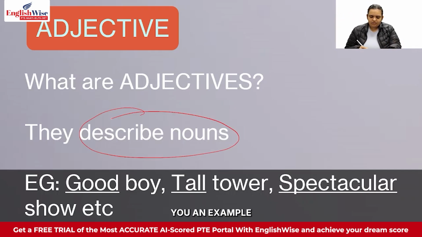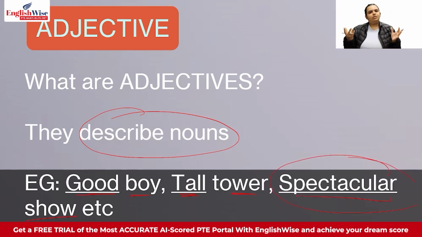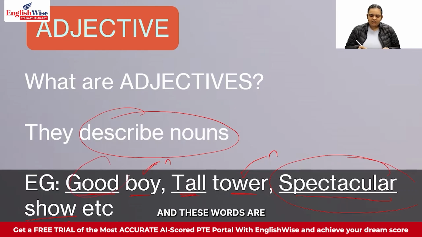Okay, so if I give you an example here, you have good boy. Tall tower. How is the tower? It is tall. Spectacular show. So how was the show? It was spectacular. Okay, so these are all nouns. So this is a noun. This is a noun. This is a noun. Okay, they are all nouns and these words are here to describe them. So they are all adjectives.